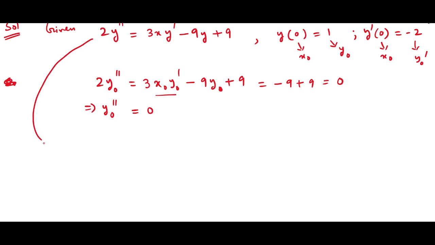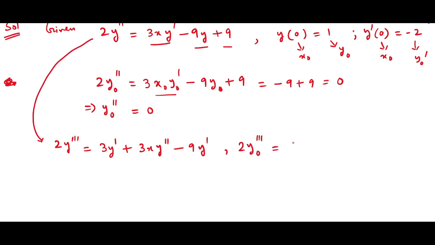Now to get the third derivative, we have to differentiate this one, y triple dash. So this right side is again UV form. So 3 into y dash plus 3x y double dash, minus 9y, right? The second term is 9y, so if we differentiate, we will get 9y dash. And finally, the last term is 9. So if we differentiate 9, we will get 0. Now put y naught. So it's 3y naught dash.